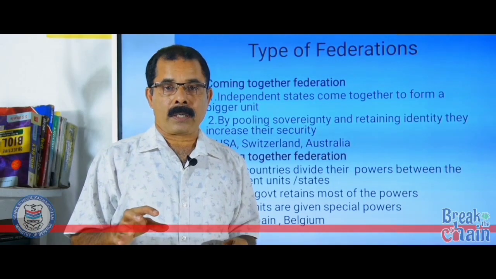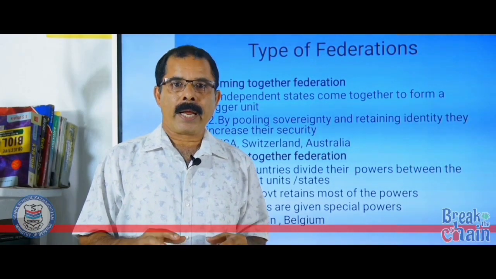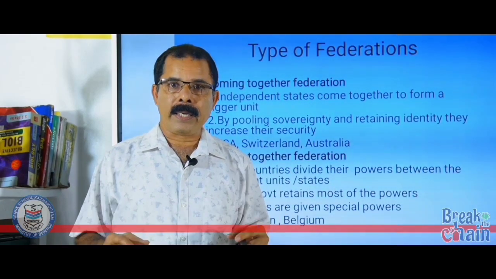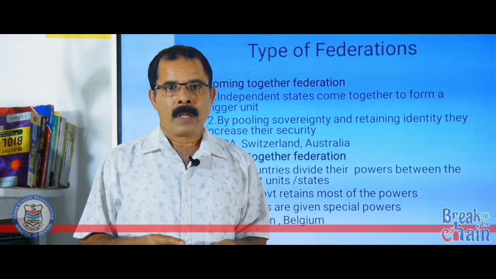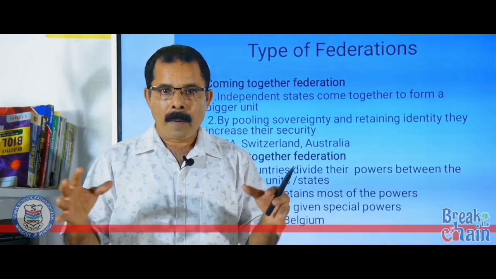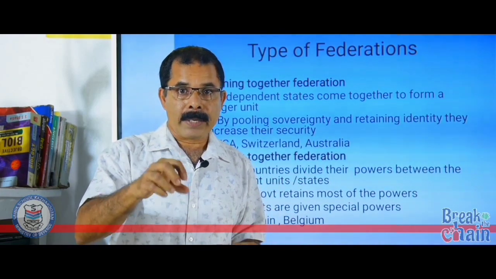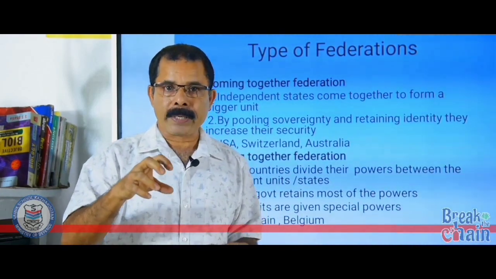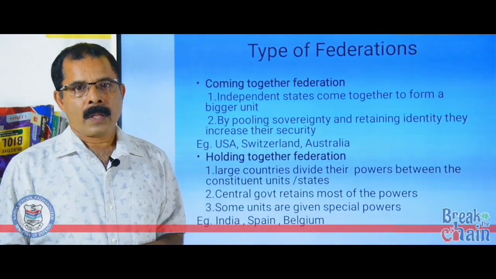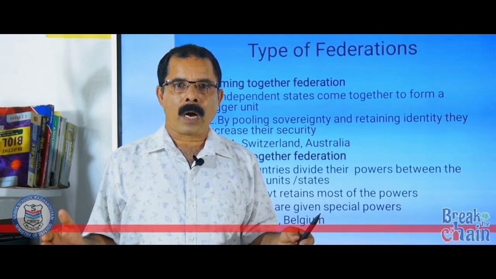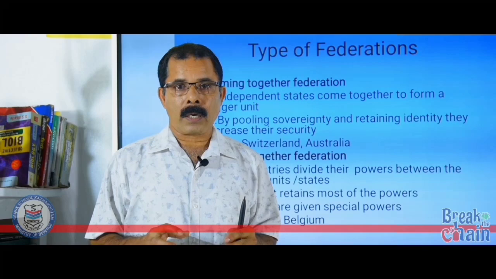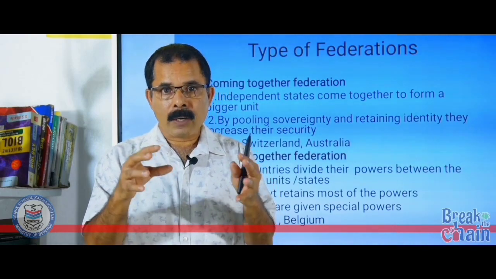Coming together federation is a system where independent states come together while retaining their identity. They come together to make themselves strong. They come together with limited scope and with limited powers. For example, the USA. The states in the USA are almost independent, but they come together and share certain common points.